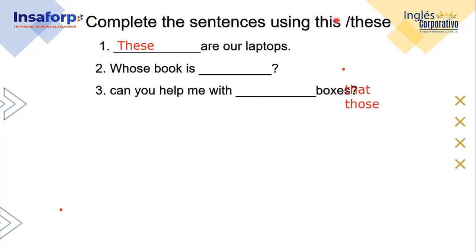Can you help me? Why? Singular this, o plural? Ahí es singular, this. In the third one, plural, these. Okay, let's write. These is in the first one. And then I have number two, this book is this. Number three, it's these. Plural, so I need these. Is it correct? Yes.